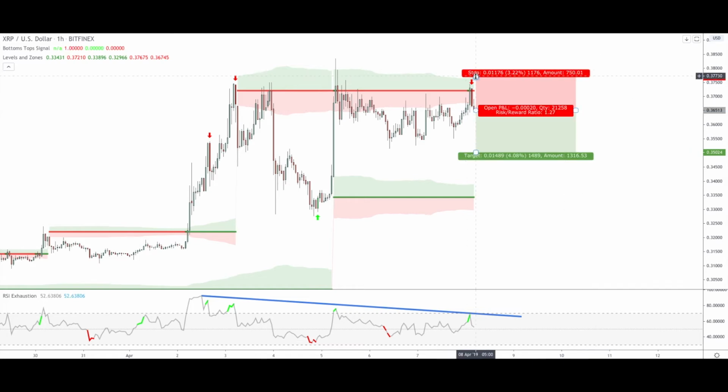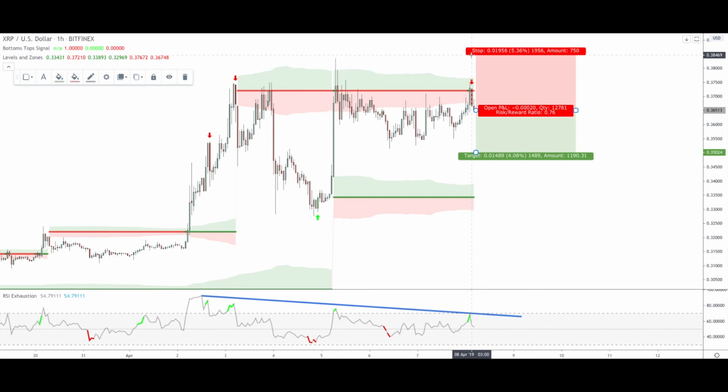The stop loss, as you can see, I just trimmed it down, because if you want to be extremely safe, you should set the stop loss to be at least this high, because it should be higher than this wick right here.